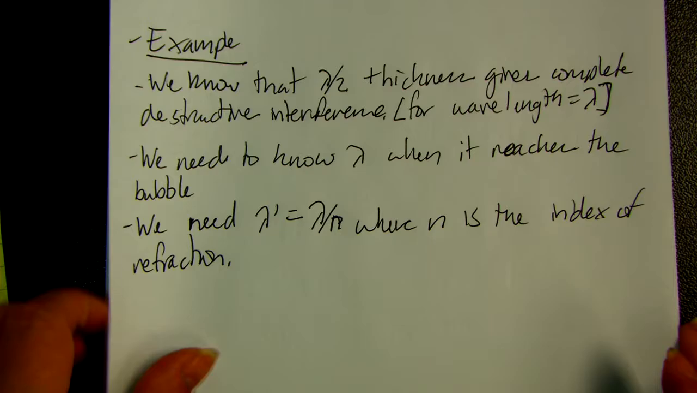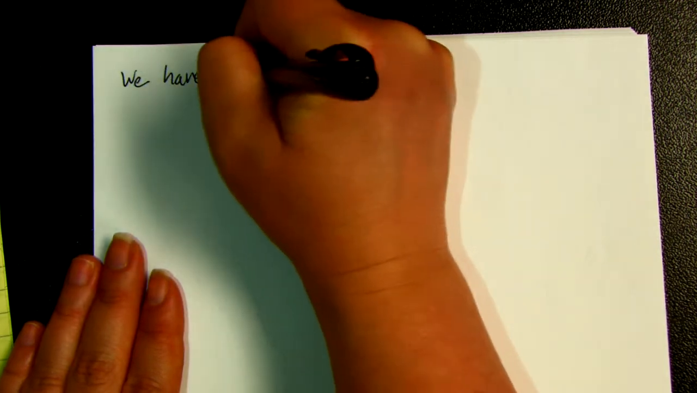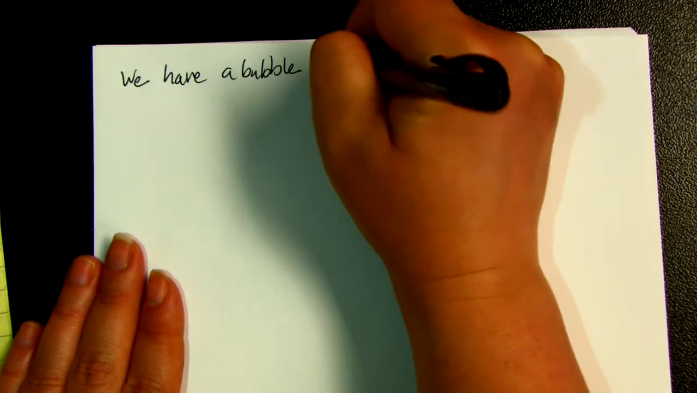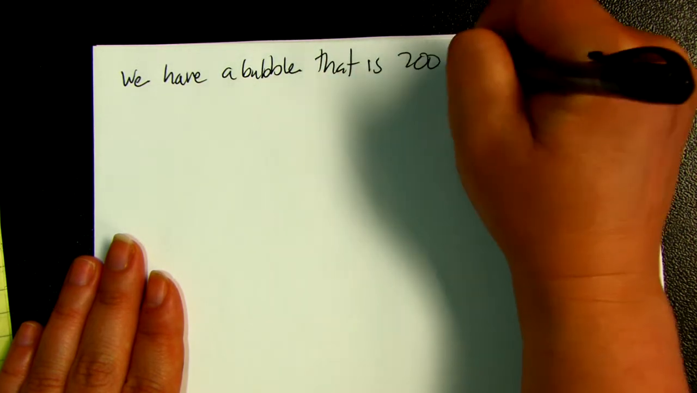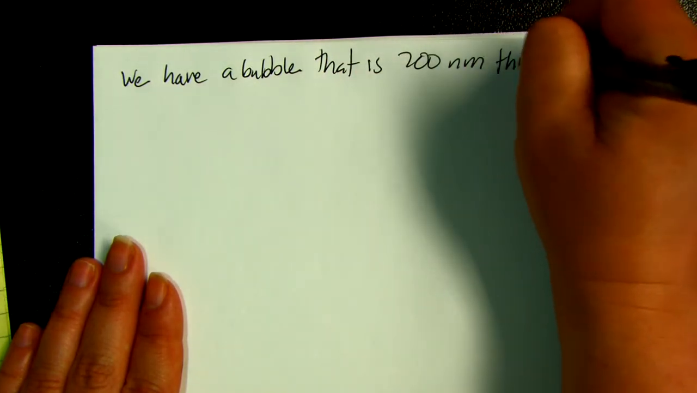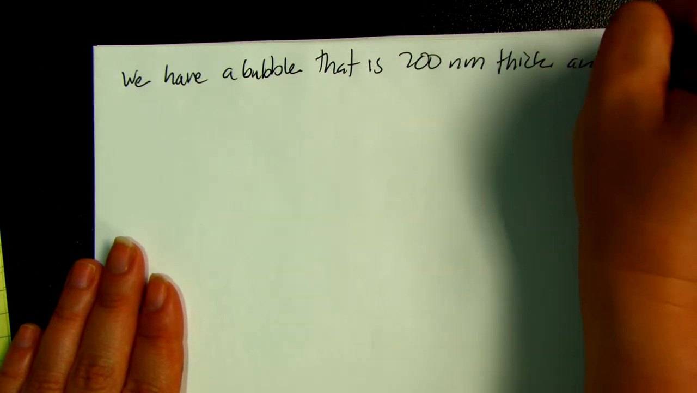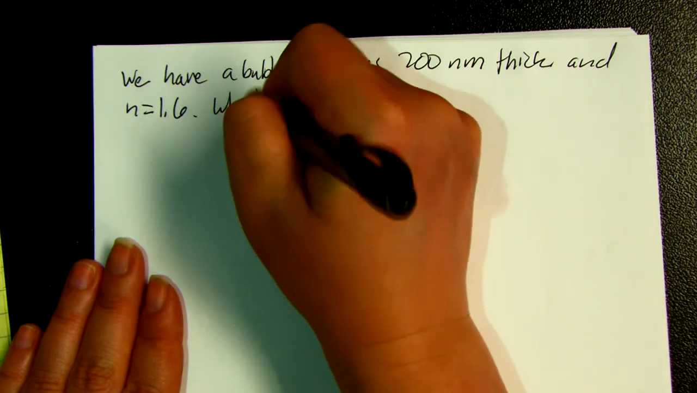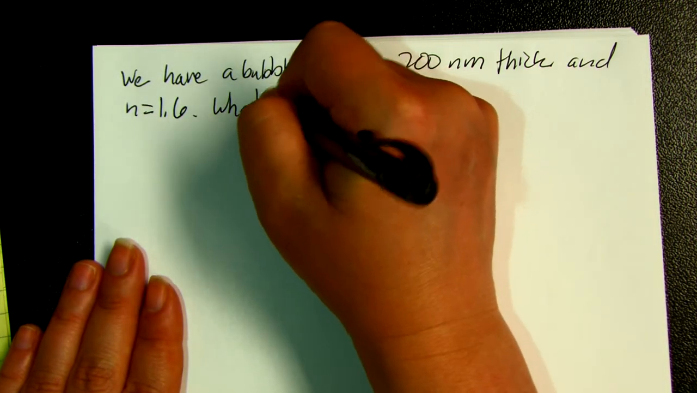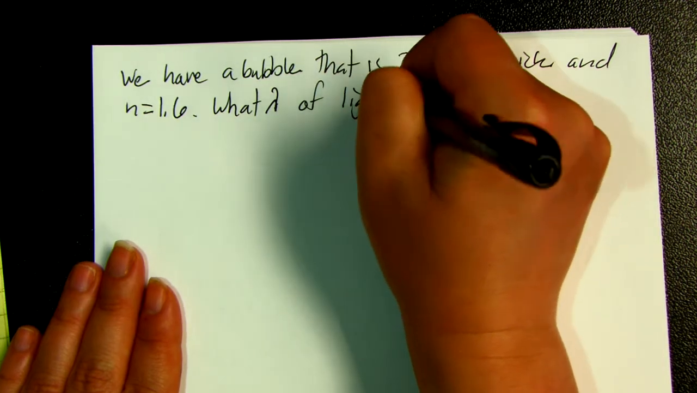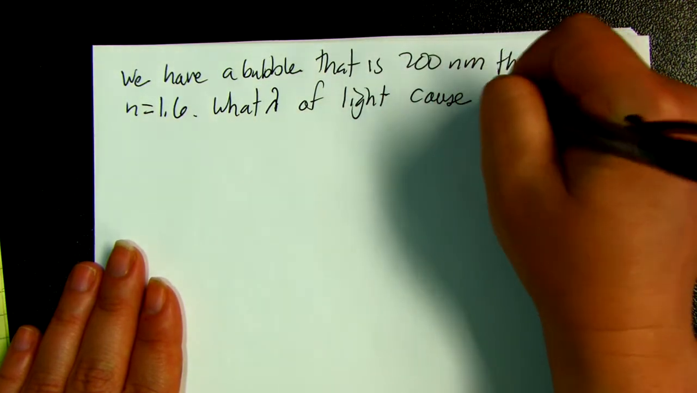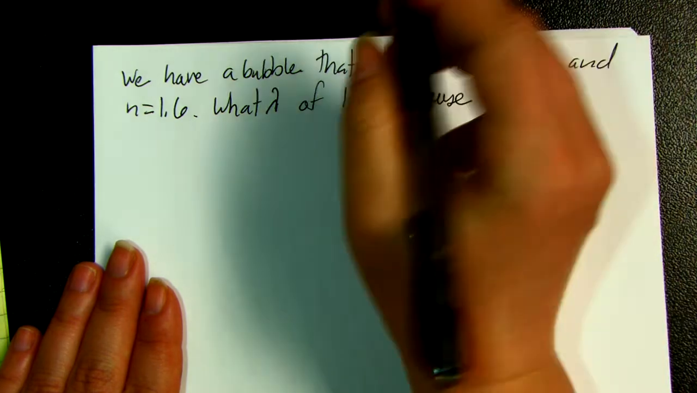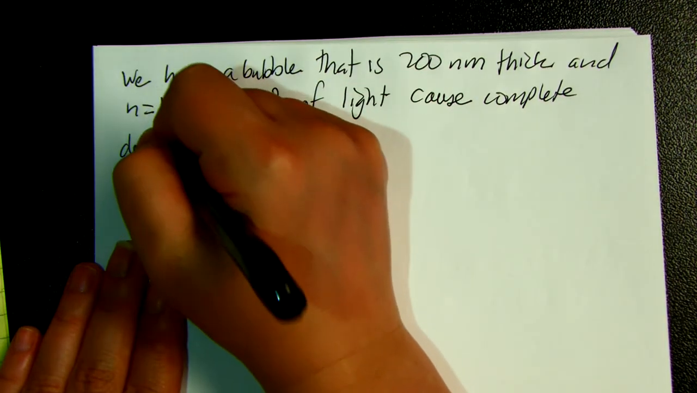Okay, so let's say we have a bubble that is 200 nanometers thick. So we know the thickness of the bubble, and we know the index of refraction. The index of refraction is 1.6. So what we don't know is what lambda of light causes complete destructive interference.